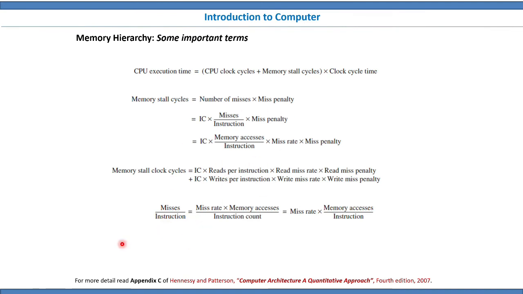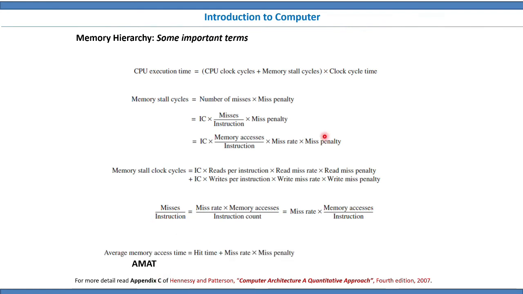Don't just memorize all these formulas. If you are just memorizing all these formulas, that will not help you. So try to understand all these formulas the way I have explained. For example, number of misses means instruction count times miss per instruction. So misses in each instruction times total instructions, that is number of misses. In this way you try to relate all these formulas, and all these formulas are written in this book. Again I'm saying that if you want to understand them, try to read this book. Basically you need to read this appendix C from this book.